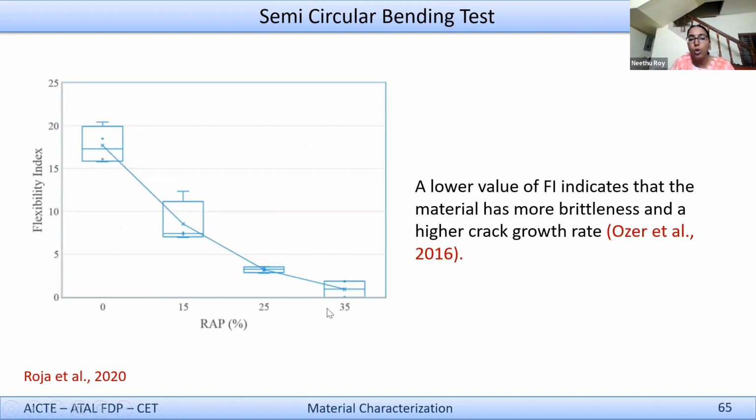You see that a lower flexibility index, see, this is 35% RAP, shows that there is a higher brittleness of the material, which has led to the failure of the material at a faster rate. So from the study, this example that we have shown is that when RAP is added up to 35%, your material has actually become brittle. Okay, so the fracture failure has happened at a faster rate.